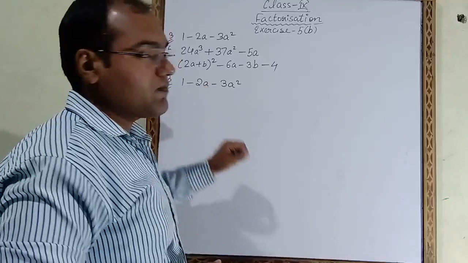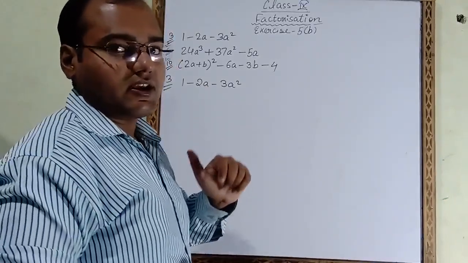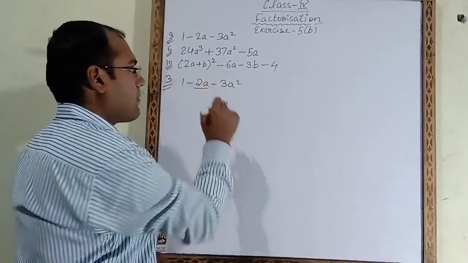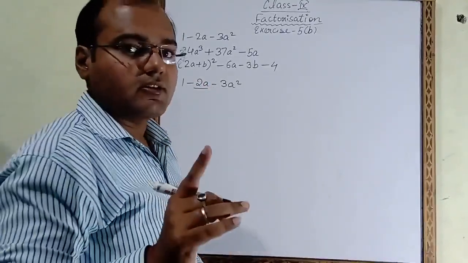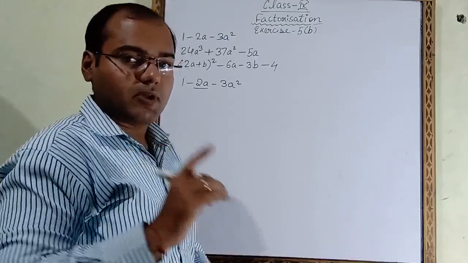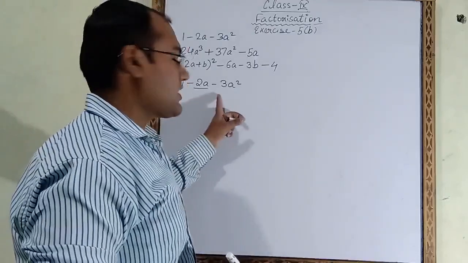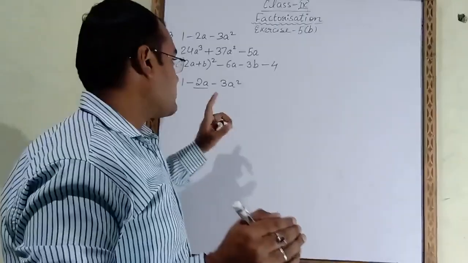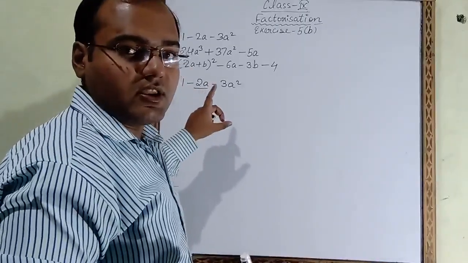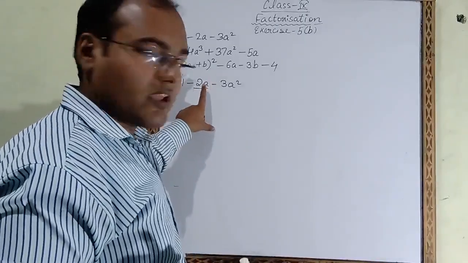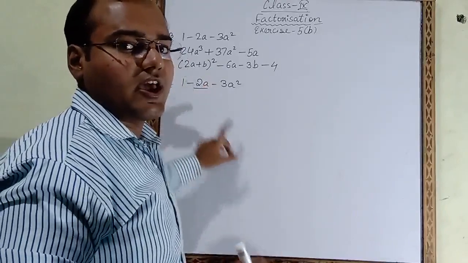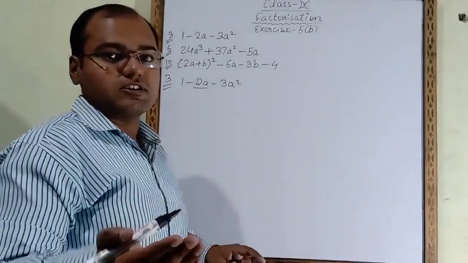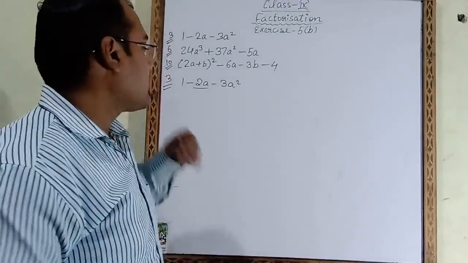So what do we have to do? In such a case you have to check that in the middle term the power of the alphabet should be 1. This is the first point that you have to remember in such questions. The number of terms is 3, an odd number. First of all you have to check whether the alphabet in between has power 1. Here a has no power written, which means the power of a is 1. So this is correct.